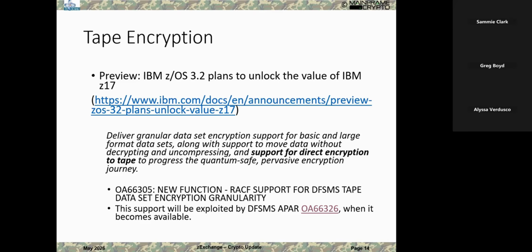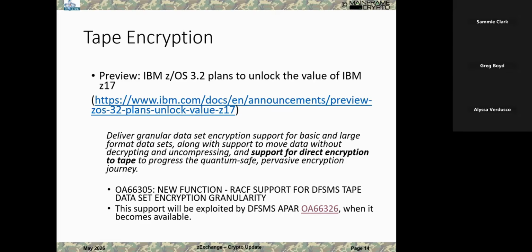IBM said way back in the beginning of time, yep, we understand tape encryption is important, but it wasn't until last year when IBM published the preview announcement for z/OS 3.2 that included that paragraph that says, yeah, we're going to support direct encryption to tape in z/OS 3.2.